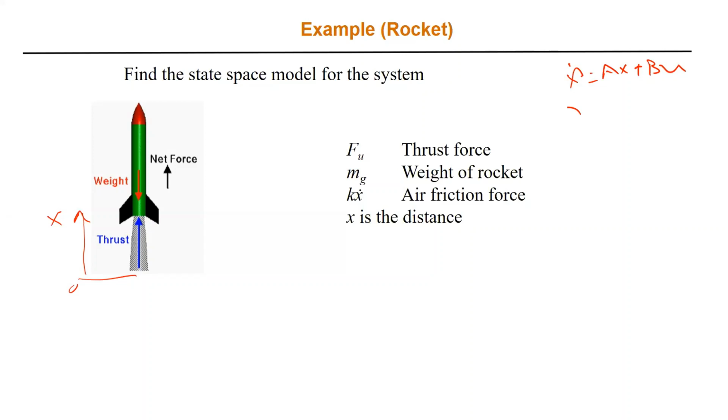Now, let me start usually the same thing which we have done in the transfer function. If I want to do the modeling in here, I will start from the differential equation model, or basically I will start by putting the free body diagram of the system. So what are the forces acting on this system? You have the weight of the rocket, which is mg, and the force of thrust.